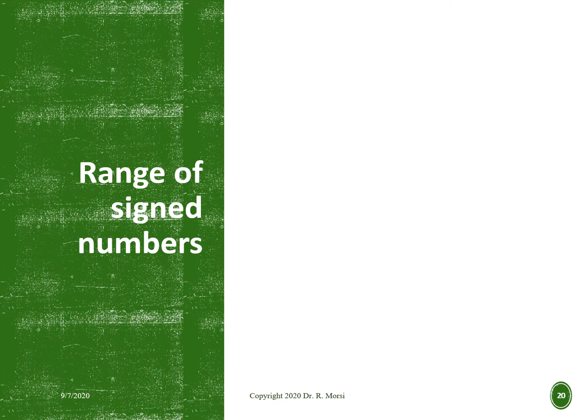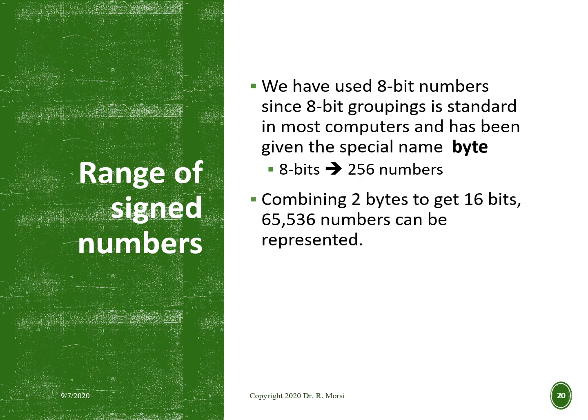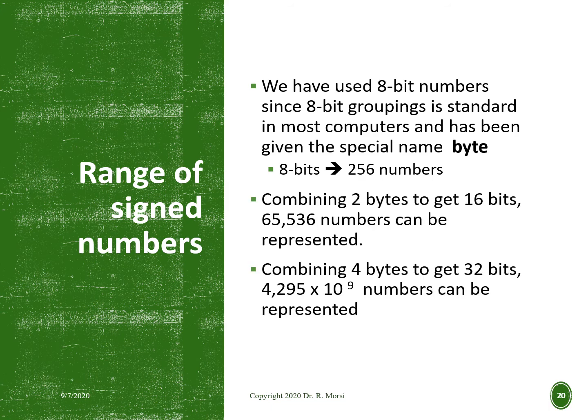Now let's look at the range of signed numbers. We've used 8-bit numbers since 8-bit groupings is standard in most computers and has been given a special name of a byte. And 8 bits equals 256 numbers. So for every 8 bits, you have 256 combinations. And combining 2 bytes together gives you 16 bits, which gives you the 65,536 numbers or combinations that can be represented. And as you can see, 4 bytes gives you 32 bits and a lot more combinations, as you can see here on the slide.